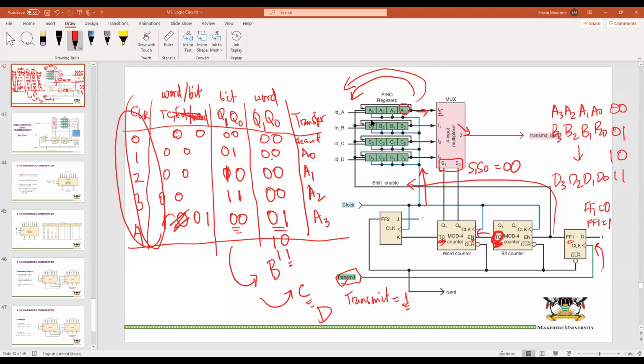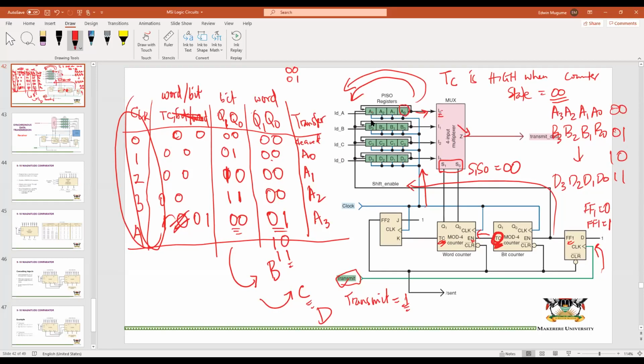As I said, TC is high when the counter state is 0, 0. So when you are counting 0, 0, 0, 1, 1, 0, 1, 1, when you go back to this, TC becomes 1. When you jump to this step, TC goes back to 0. And then when you reach 1, 1 and go back, once again, TC becomes 1. When you reach 0, 1, TC becomes 0 once again, and so on and so forth.